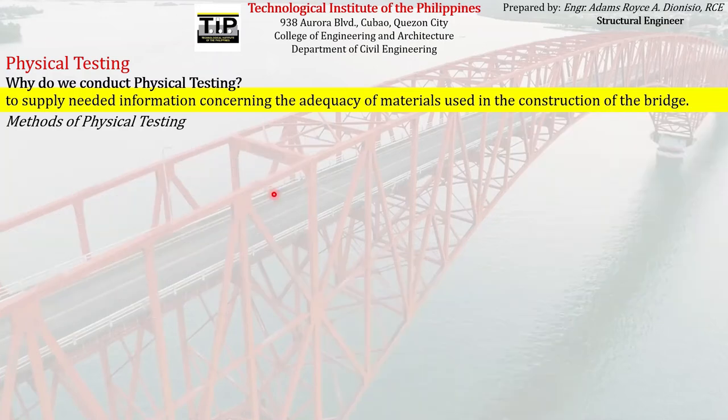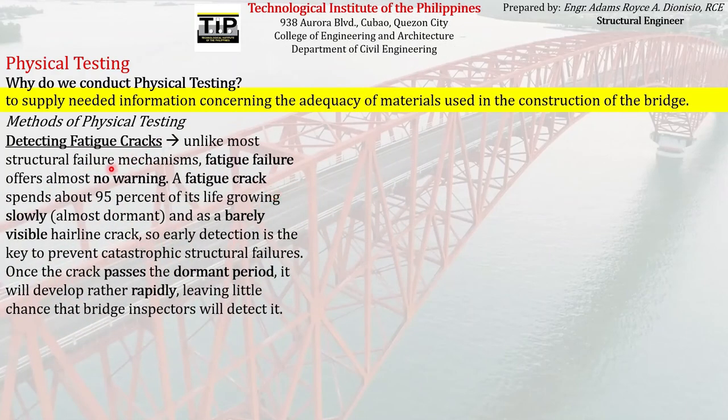So the last method of physical testing that we will study in this discussion to have information about the adequacy of material is the detection of fatigue cracks. Unlike most structural failure mechanisms, fatigue failure offers almost no warning. A fatigue crack spends about 95% of its life growing slowly, almost dormant, as a barely visible hairline crack. So early detection is the key to prevent catastrophic structural failures. Once the crack passes the dormant period, it will develop rather rapidly, leaving little chance that bridge inspectors will detect it.